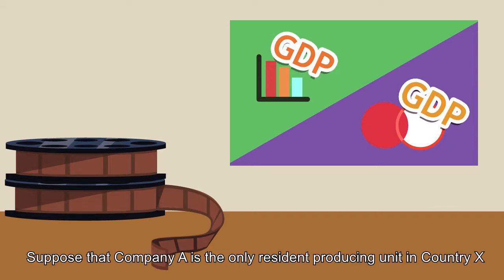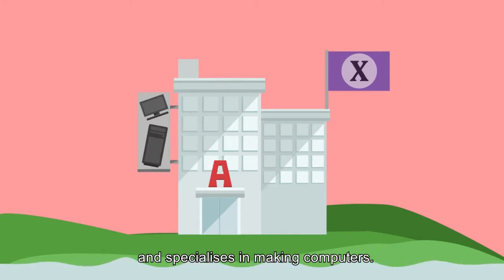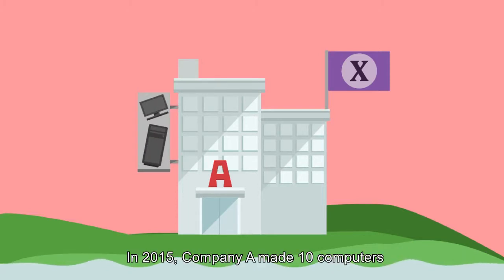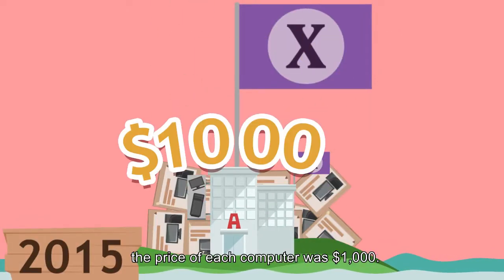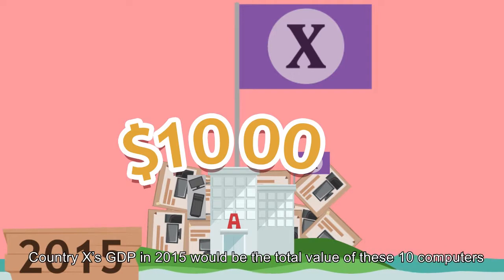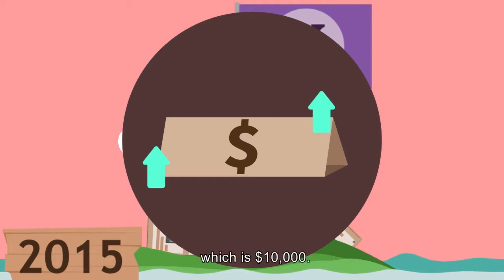Suppose that Company A is the only resident producing unit in country X and specializes in making computers. In 2015, Company A made 10 computers. The price of each computer was $1,000. Therefore, Country X's GDP in 2015 would be the total value of these 10 computers, which is $10,000.